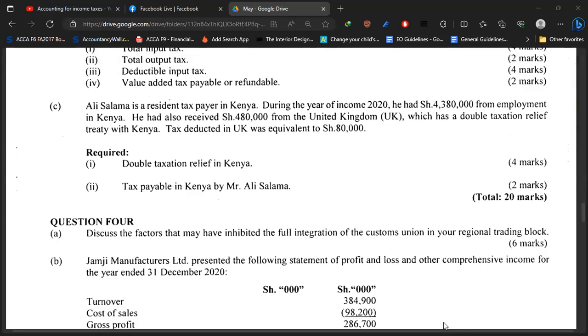So when you look at it, the first thing we said from the notes is to first look at the tax on the income. We say that we are going to be comparing the Kenyan tax on the total income with the Kenyan tax on the Kenyan income. The difference shall be the Kenyan tax on the foreign income. If the Kenyan tax on the foreign income is higher than the tax paid in the foreign country, a double taxation relief is going to be granted. That is what we have already said.